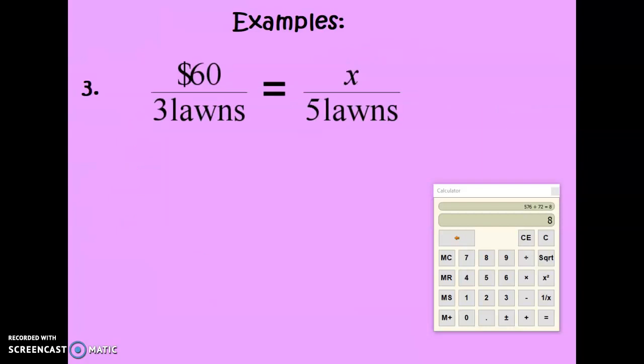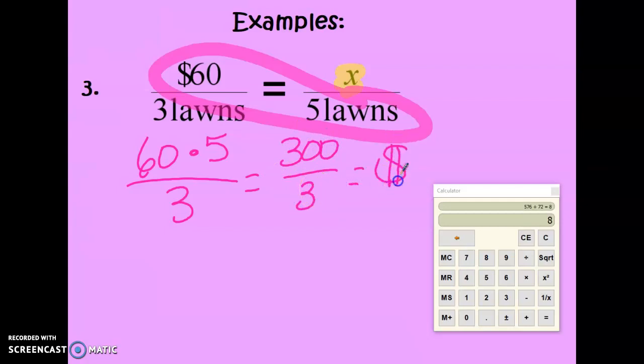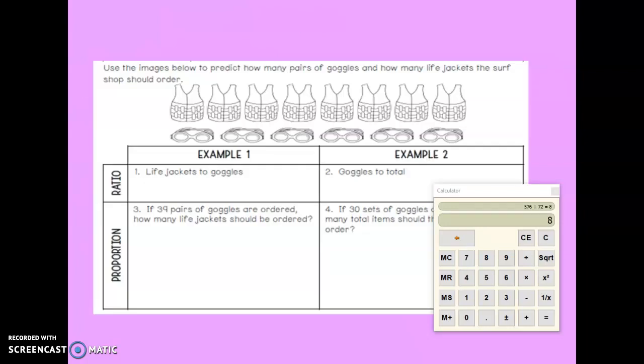$60 for 3 lawns is equal to how many dollars for 5? Okay, again, I cannot use the one that has the X, so I can't go across that way. So I'm going to use these 2. So 60 times 5 divided by 3. Okay, 60 times 5 is 300. 300 divided by 3 is $100 for 5 lawns. Okay, let's look at another example.